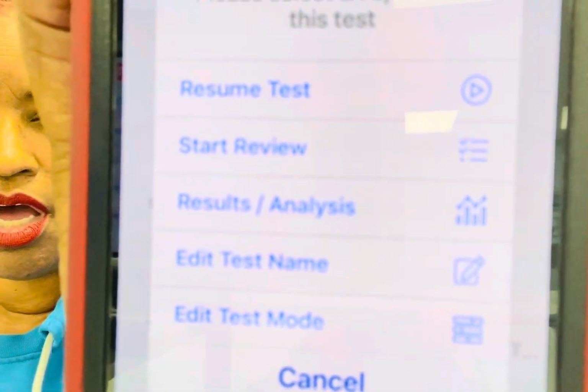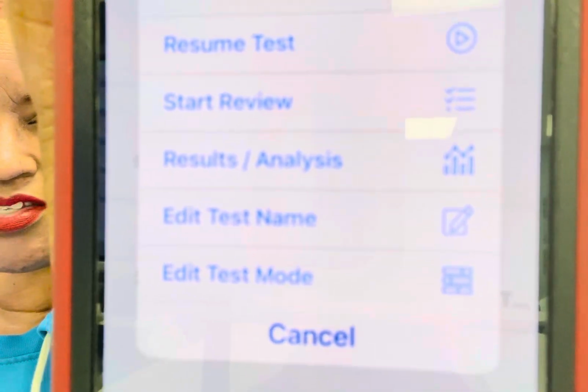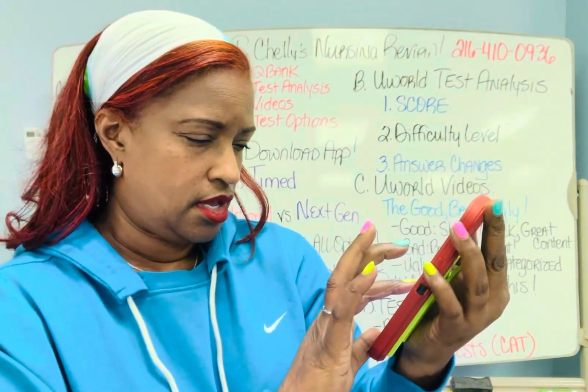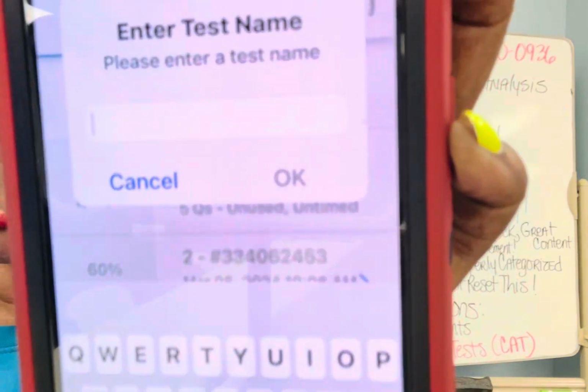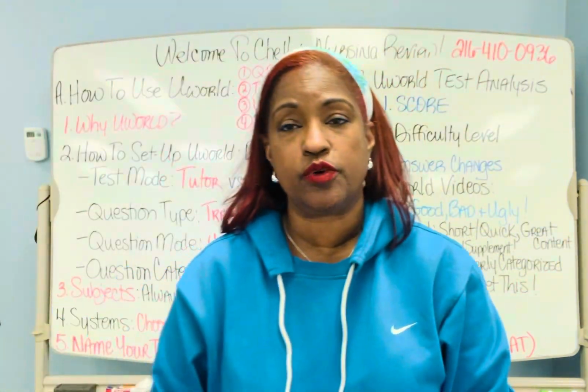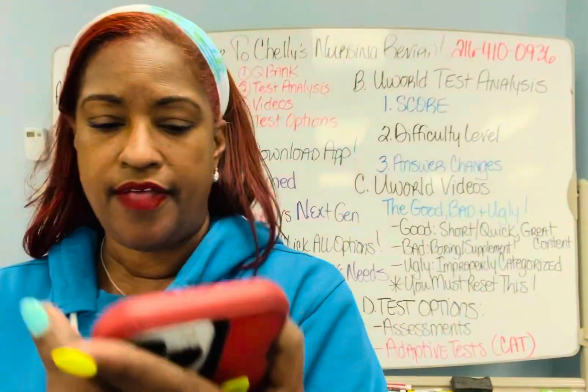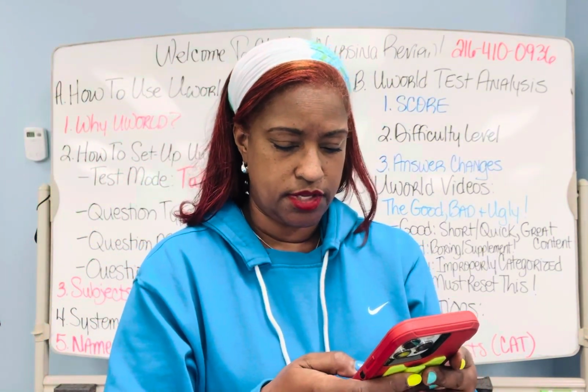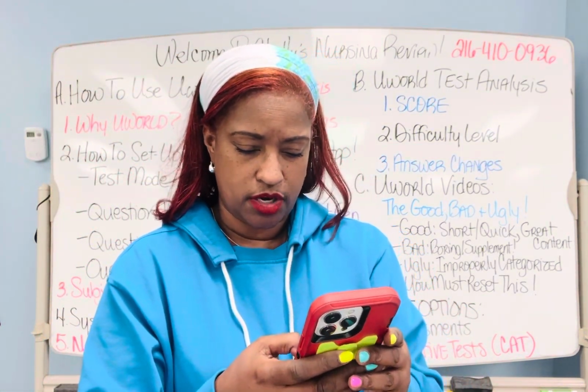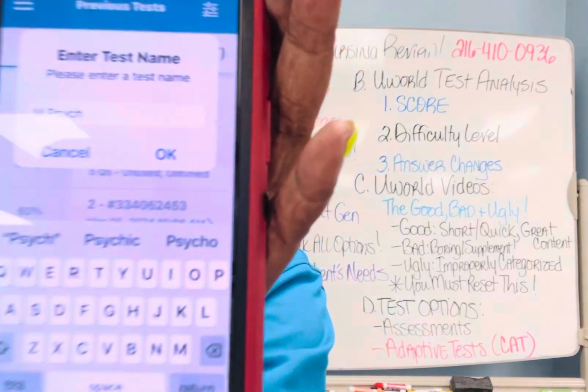Now look. Do you see where it says resume test, start review, analysis, edit test name, edit test mode, blah, blah, blah. Okay. Edit test name allows you to name that test. If you were doing my program and you are in the first subject, you would use a big capital M, and then you would space and use a capital letter. And some of you are cute because you don't know how to spell psych, but that's how it would look.